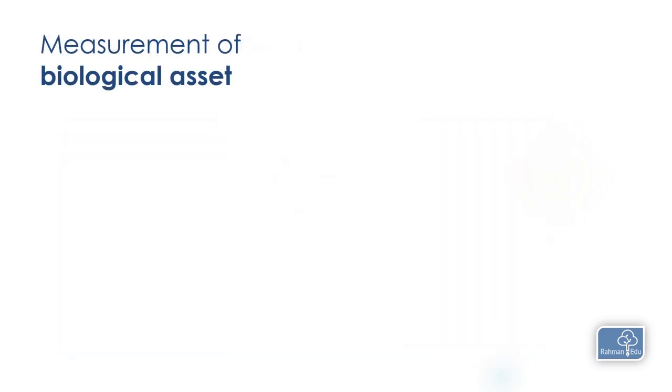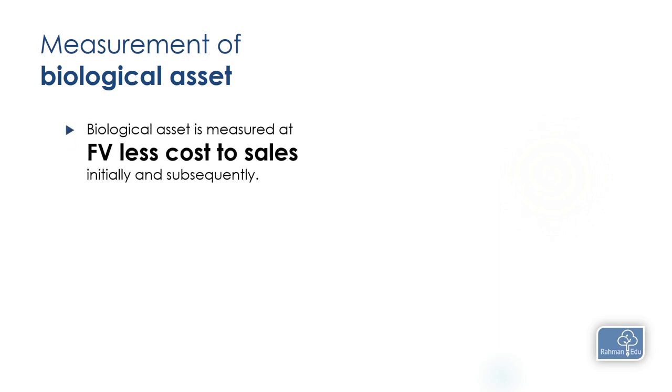Now let's talk about how to measure biological assets. Biological assets are measured at fair value less cost to sell. Means you need to obtain market price, that is fair value. Go to the market and check the price. And also, if you want to sell this biological asset, maybe there is some transportation cost. You need to take the asset to the market, and also you need to pay some commission. Deduct those carriage outward and commission from the market price, and you get fair value less cost to sell.